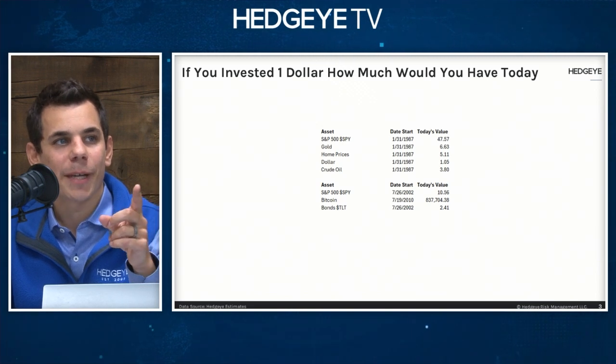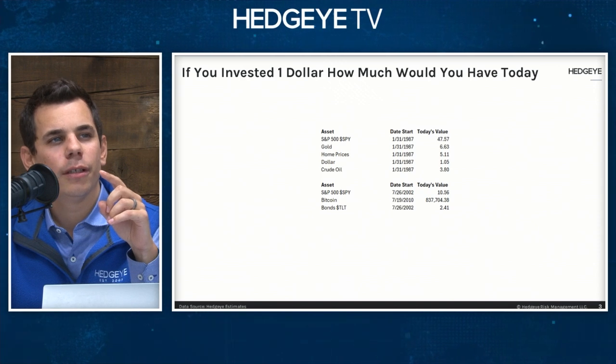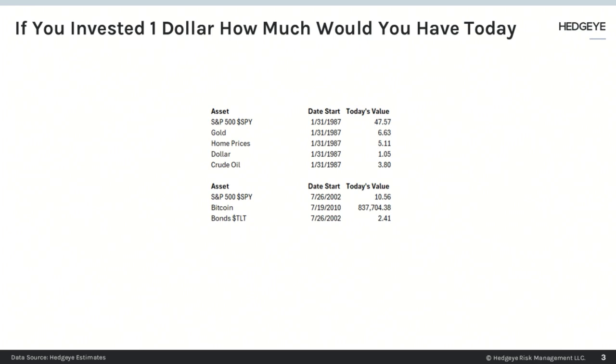If we go here, we'll go to this. Now, this is why people love Bitcoin. We'll do 2002 for the S&P 500. So 7/26, 2002. You invested $1 in the S&P 500, right? Always start with the S&P 500. You'd have $10 today. Bonds, which I measured by TLT, would have $2. And Bitcoin would have $837,704. Nice.